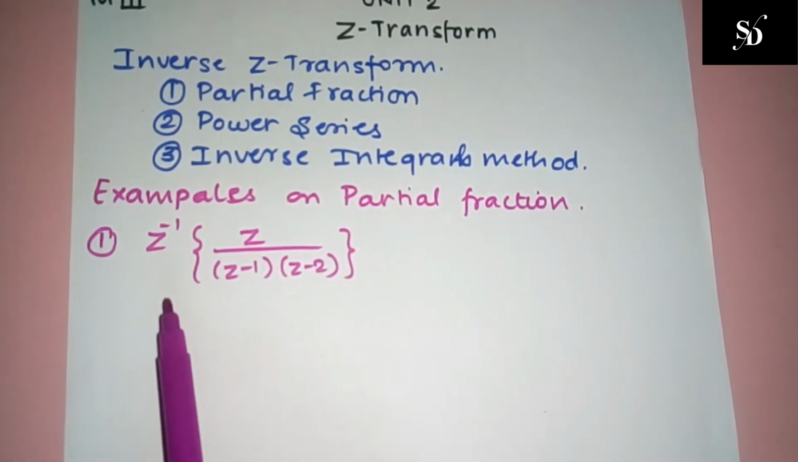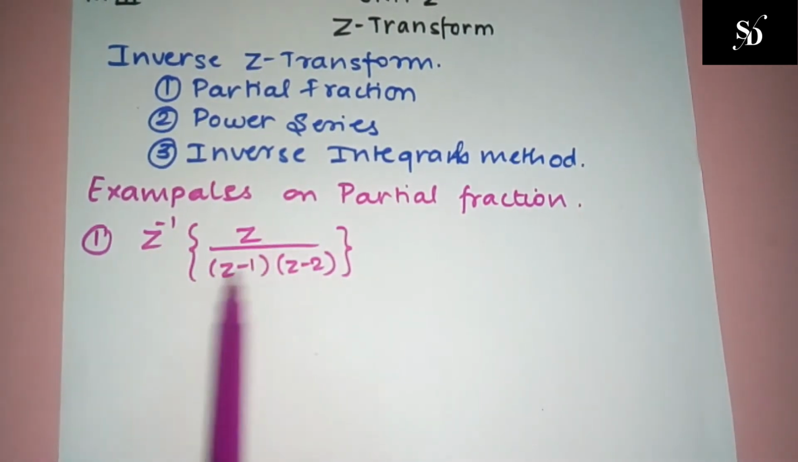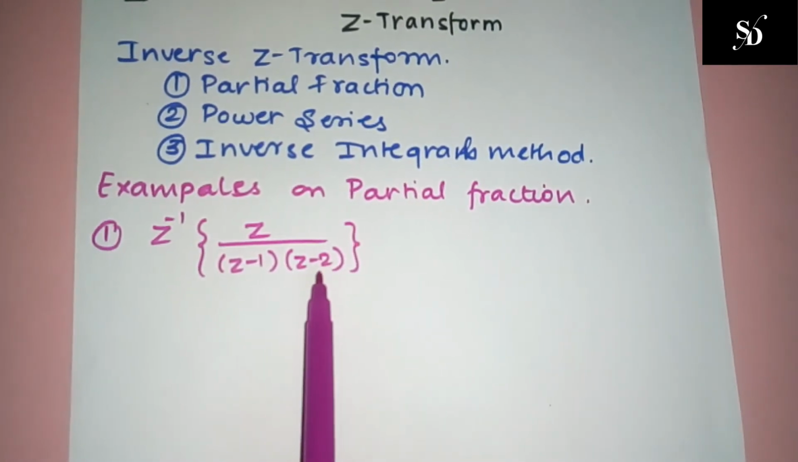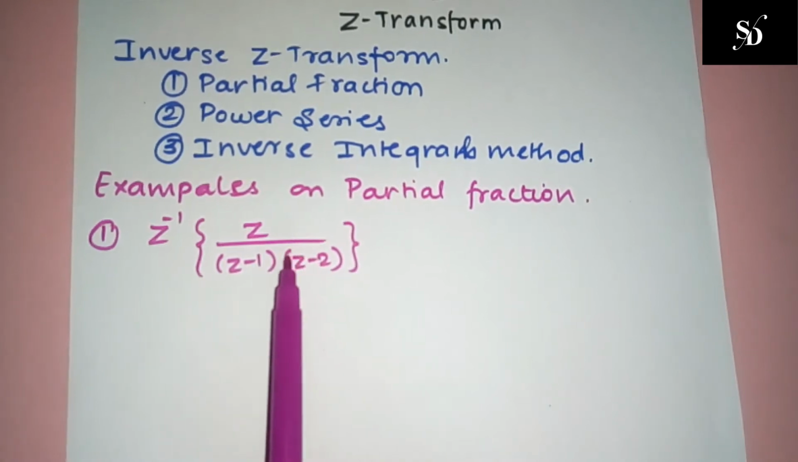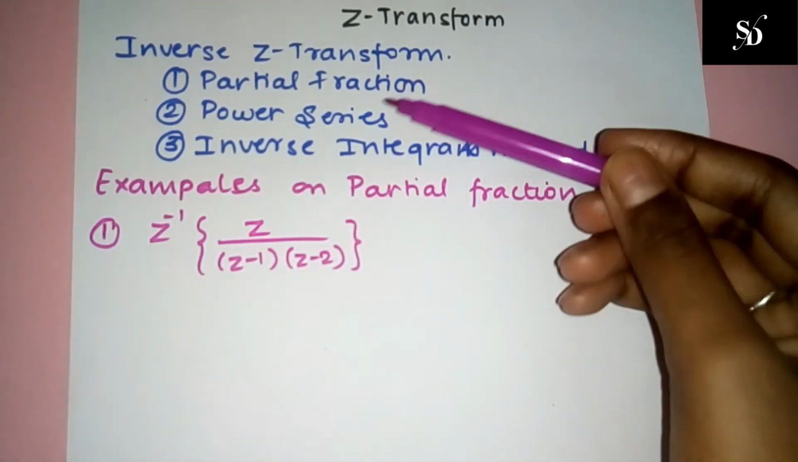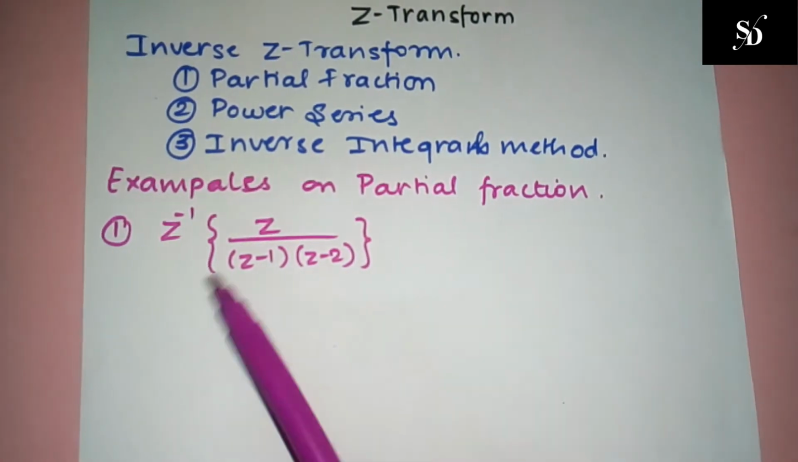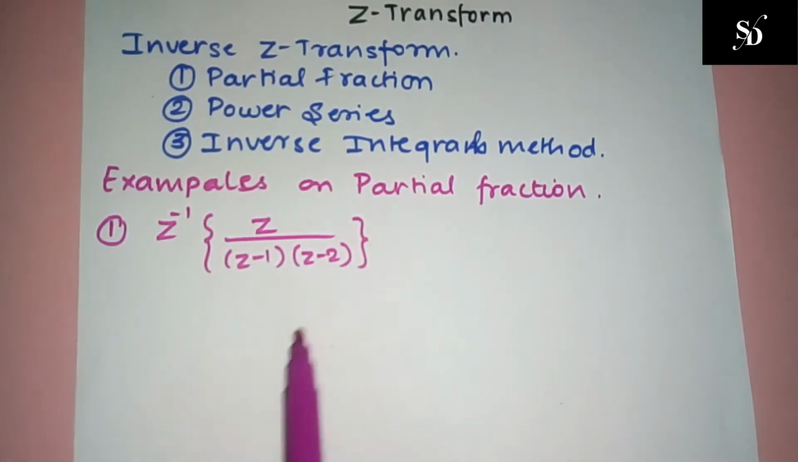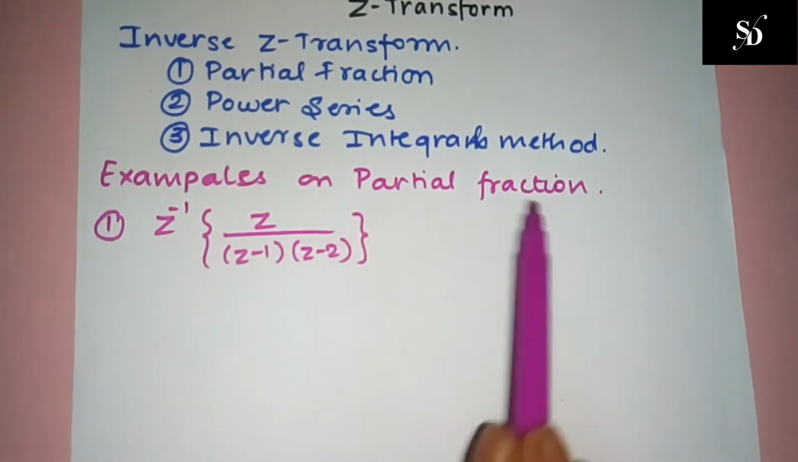Now let's start. The first sum is Z inverse of Z upon (Z minus 1) into (Z minus 2). Now we have to find the Z inverse of this. I'll tell you an easy method to recognize which method we are going to use for inverse Z transform. Whenever we have Z upon something, in that case we'll be using partial fraction.